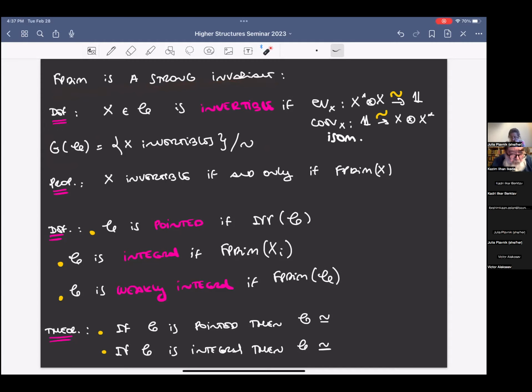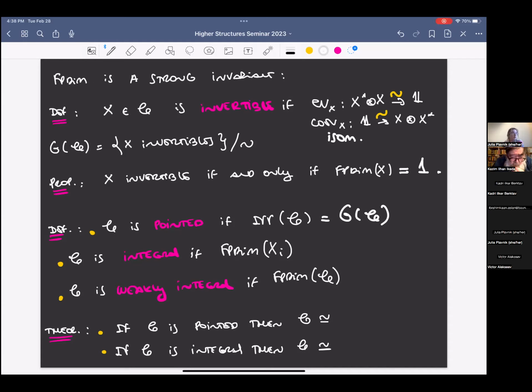Why do I say that the Frobenius-Perron dimension is a strong invariant? Maybe checking that something is an isomorphism is okay, but maybe sometimes it's hard, or maybe you don't even know directly what the map is. But invertibility can be detected by the Frobenius-Perron dimension. An object is invertible if and only if the Frobenius-Perron dimension is 1. So that's nice. And actually there is a nice definition: a fusion category is called pointed if all the simple objects are actually invertible. So all the simples have dimension 1.